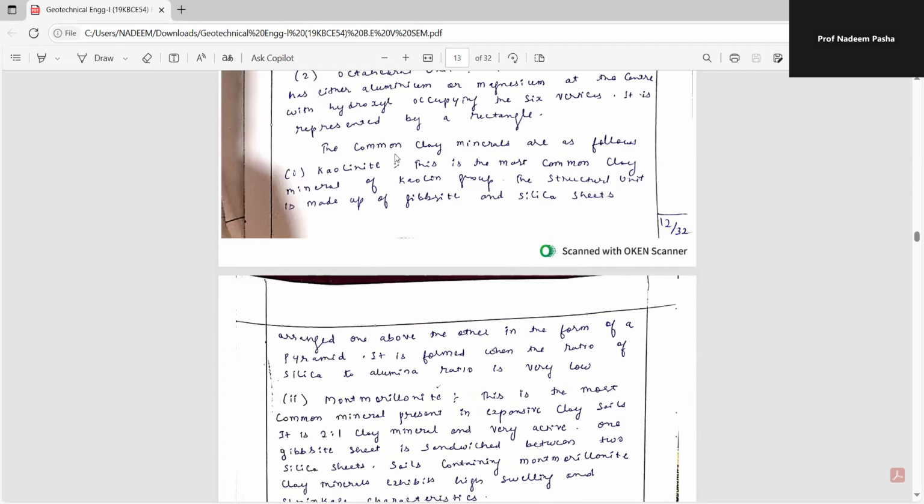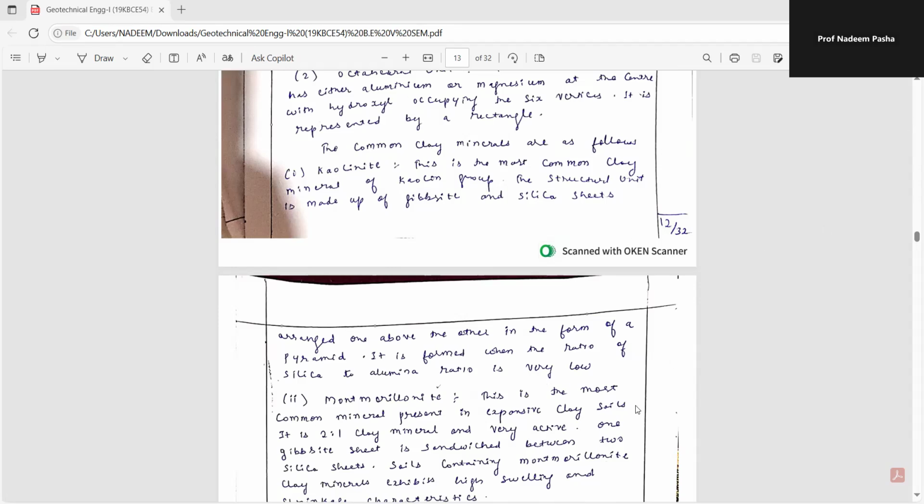The common clay minerals are as follows. Kaolinite: this is the most common clay mineral of the kaolin group. The structural unit is made up of gibbsite and silica sheets arranged one above the other in the form of a pyramid. It is found when the silica to aluminum ratio is very low.